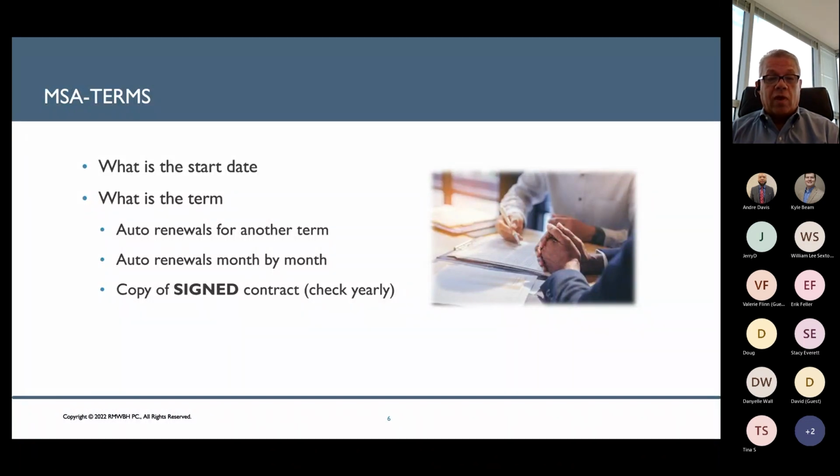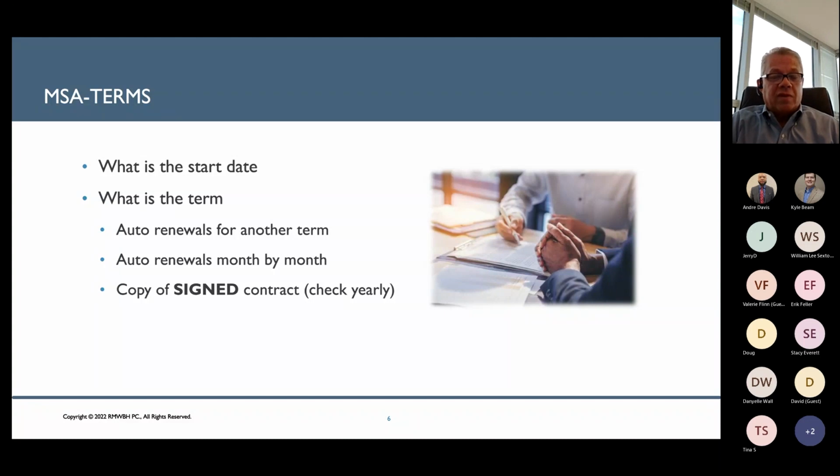We want the association always to know what the term is, to know how they can get out of it at that term, and to not be bound by successive terms with a difficult termination provision. It's really important that that be looked at. Obviously, if things go south with a vendor, the association wants to be able to get out of that contract. What we're looking for is termination language with or without cause.